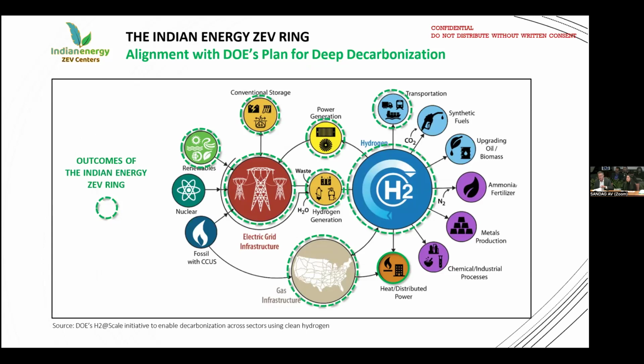This slide talks about the Department of Energy's deep decarbonization goals. The green dotted circles around them are all the goals that will be met as part of the implementation of the Indian Energy ZEV ring. As you can see, it covers a large portion of the goals for the federal government and all in one infrastructure installation.